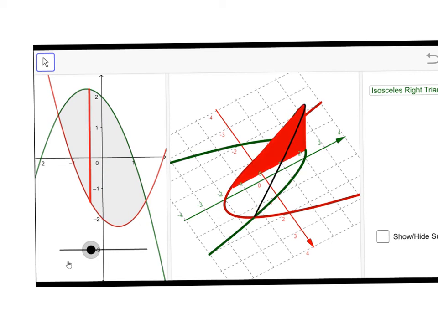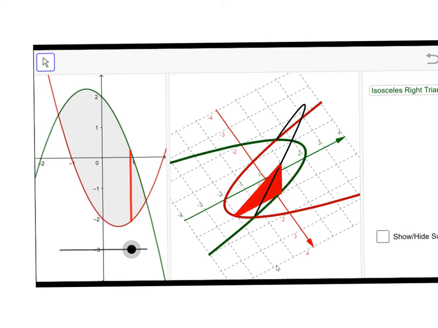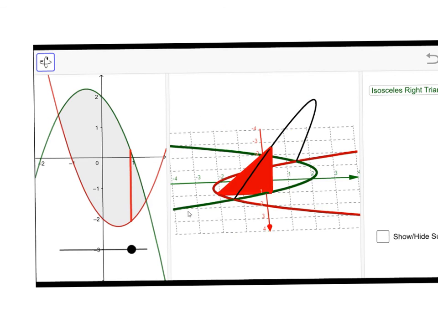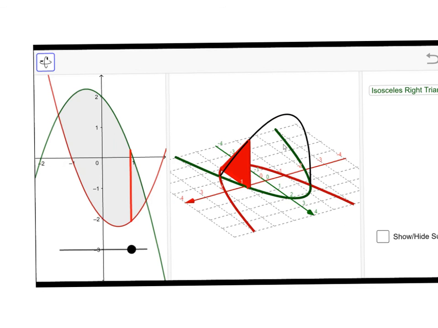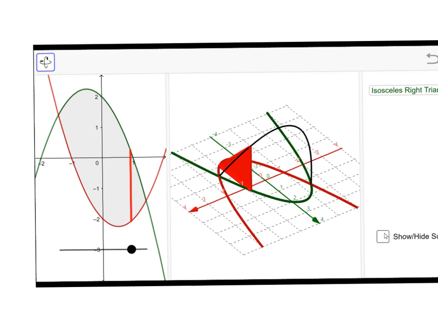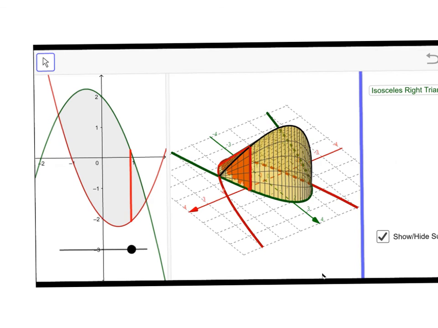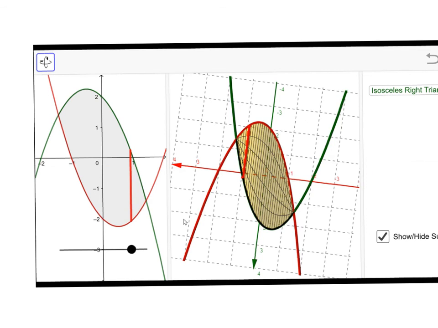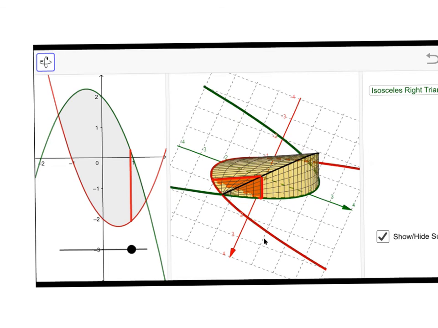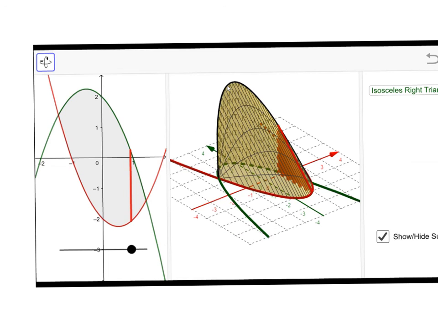We're going to sum up all those areas of those cross sections, and the surface looks something like this. This also has an edge. Notice that black rim there? Okay, and that looks like this. Okay, so very, very interesting.